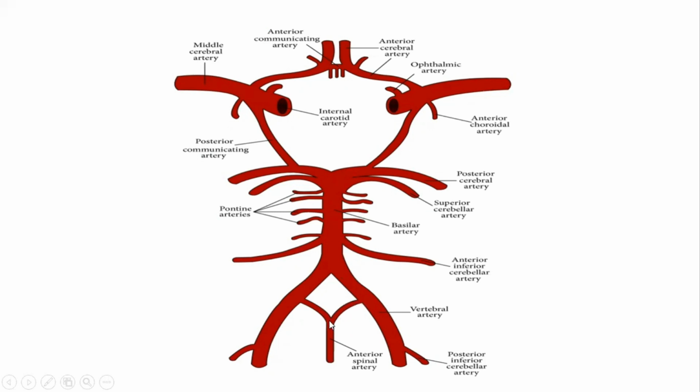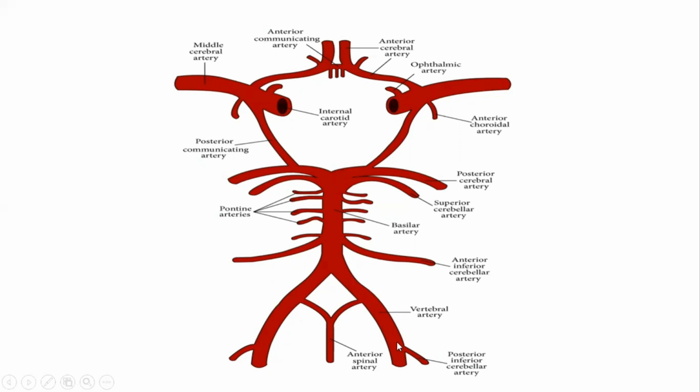So the anterior spinal artery is one artery, but it is joined from two different vertebral arteries. The left vertebral artery and right vertebral artery give branches, and they join together to form the anterior spinal artery. Then there is another, the posterior spinal artery.